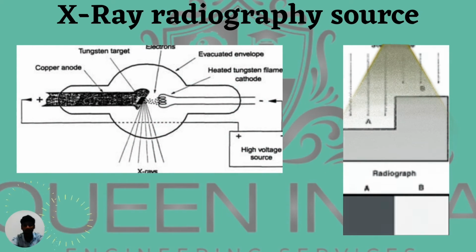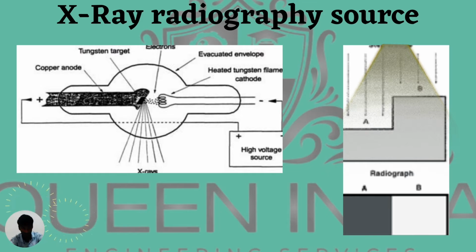The X-ray radiation source: the high voltage source of negative charge passes through and heads to the cathode, and the cathode and the anode are covered by a vacuum. The cathode has a tungsten filament. Tungsten has a high melting point.